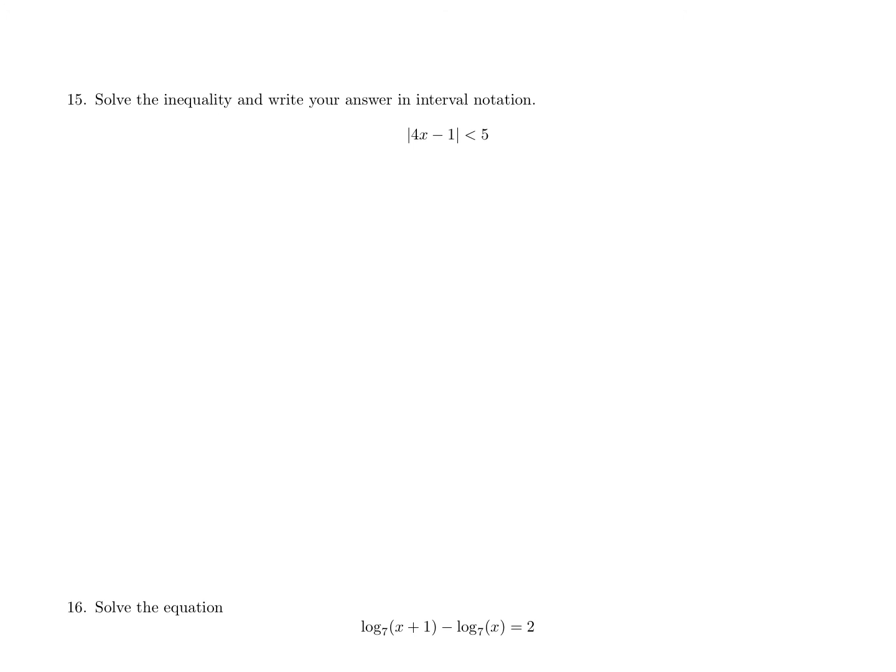Okay, number 15. We want to solve the inequality and write your answer in interval notation. So since we have an absolute value inequality, the first thing we want to make sure we do is get the absolute value by itself on one side. It's by itself on the left-hand side, so we're okay there. Then what we want to do is look at what symbol we're using right here. So this is a less than. A less than can be solved in a different way than a greater than.